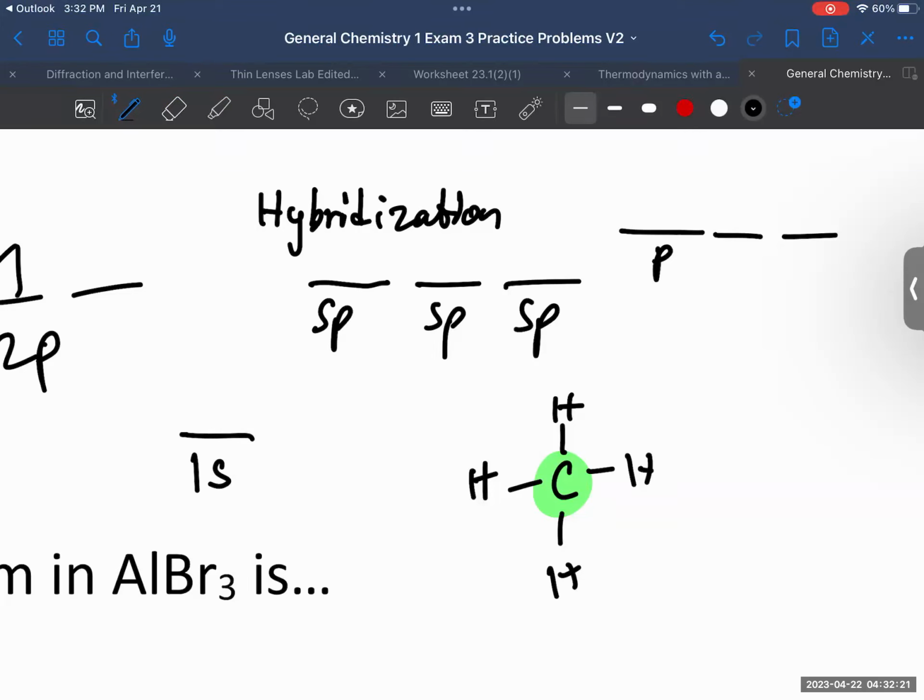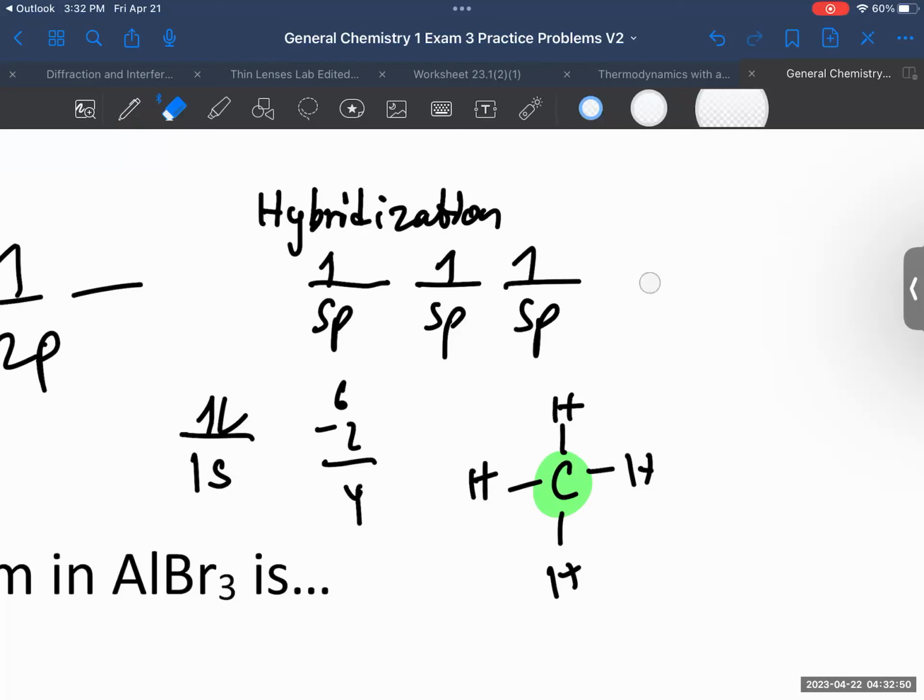The s orbital, we don't touch that. With the sp orbitals, how many electrons do we have left? If we used up 2 electrons out of 6, 6 minus 2 leaves 4. Then we fill these up through Hund's rule: fill up this one, this one, this one, and this one. So carbon has 4 bonds. Makes sense, right?